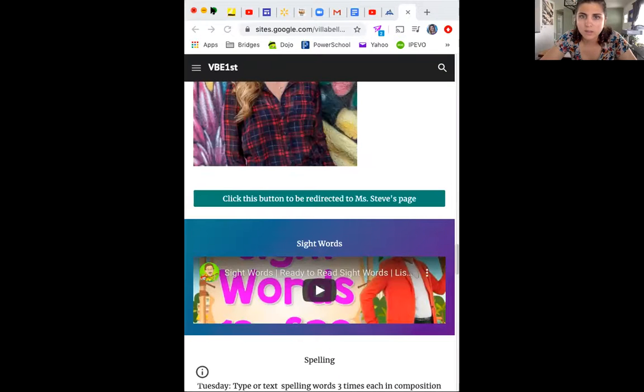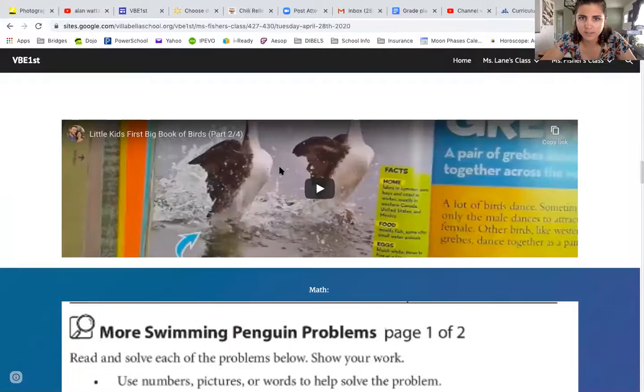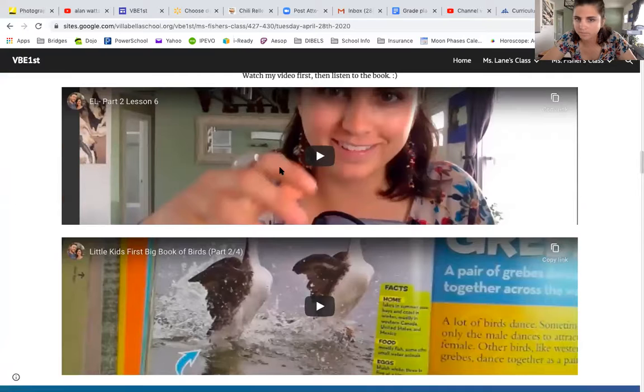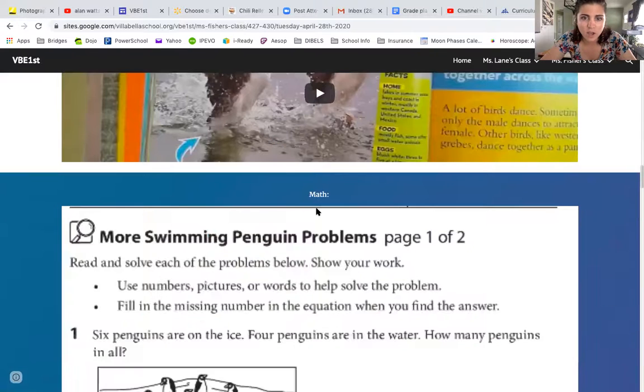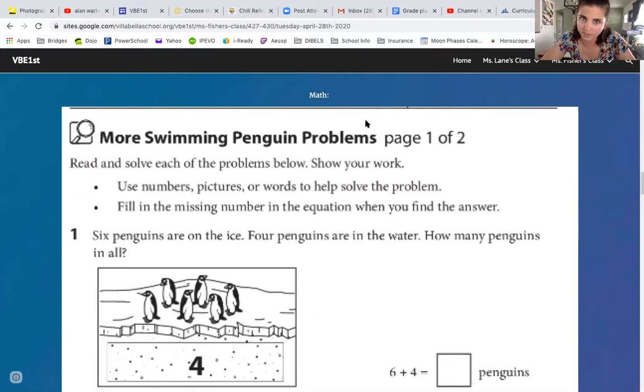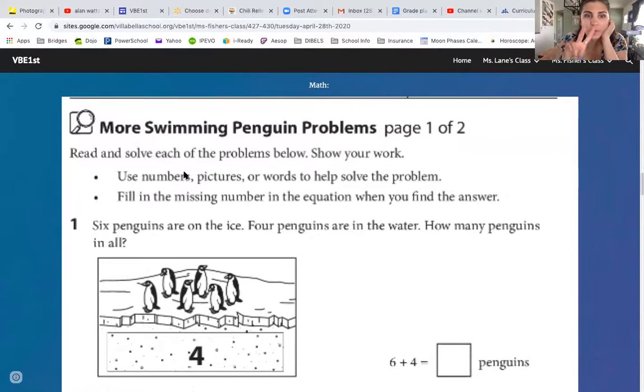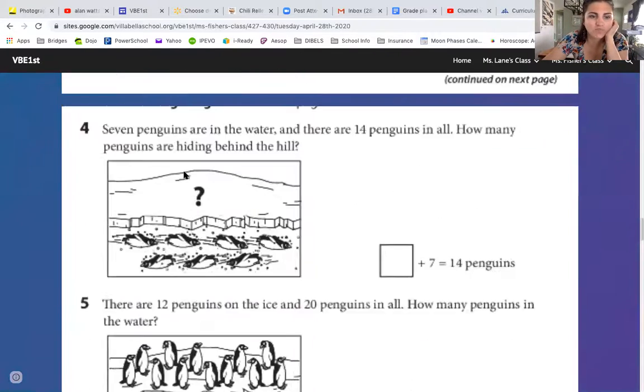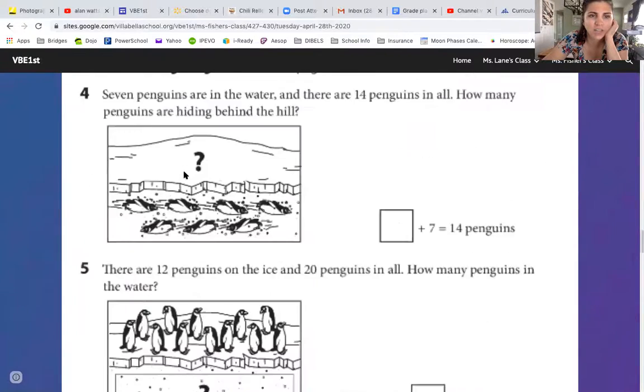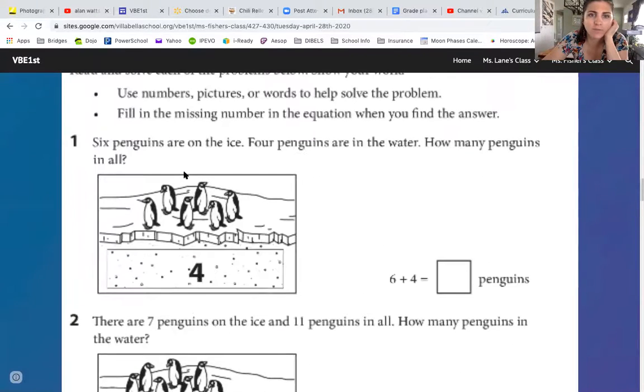I'm going to come over here so you guys can see, and I'm going to read questions for you. So here's our website. I'm going to put the video right here. Underneath the video, I'm recording it right now, so it's not showing up. But here is our worksheet. So there's 2 pages, only about 7 problems. So I will read them for you.